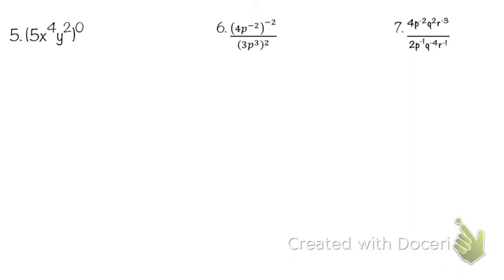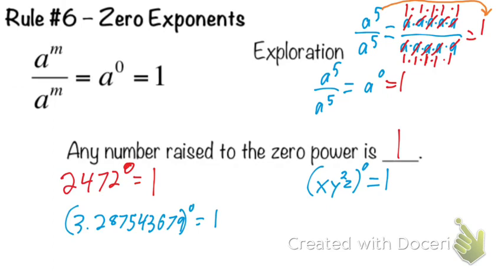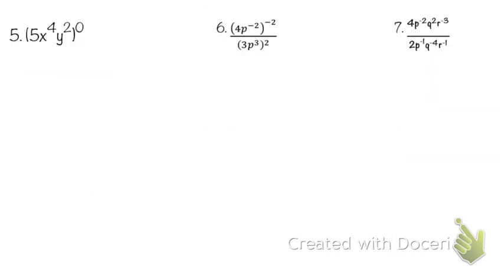Let's look at a couple more examples. I want you to do number 5 on your own. What does rule number 6 say? Any number raised to the 0 power is 1. And we have these examples saying, I don't care what you're raising to the power of 0, you're going to get 1. So number 5, does it matter what's all in this parenthesis if it's all being raised to 0? No, what's it going to be? 1. Move on.